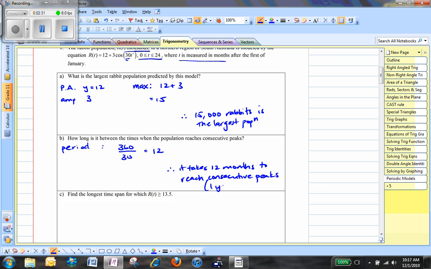Just in case, you also need to know that 12 months is a year.